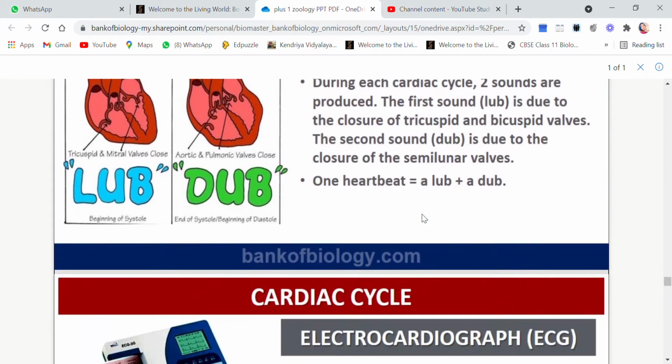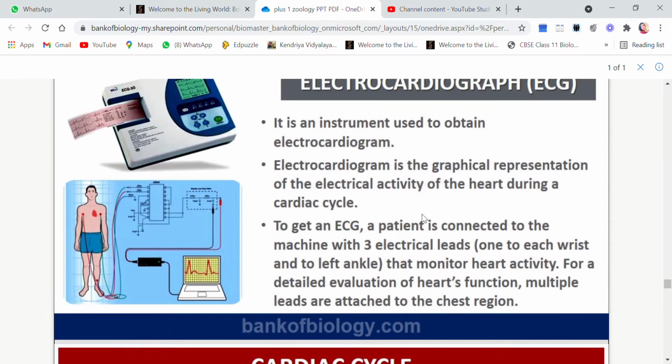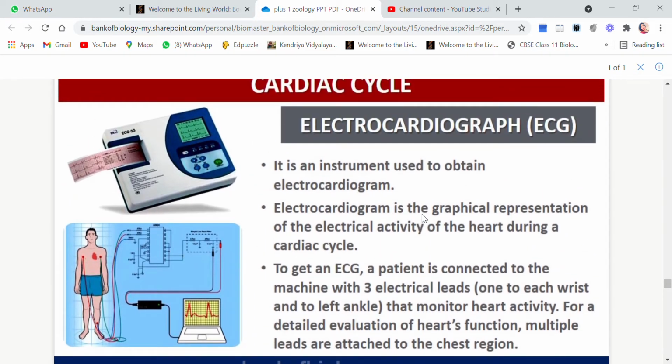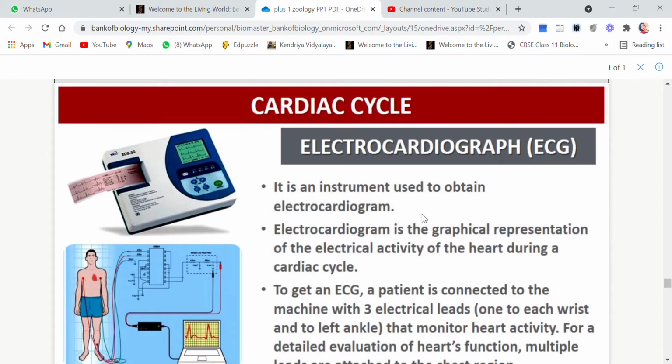Now the next topic, which is very important, is the electrocardiograph, also called ECG. Children, it is an instrument used to obtain an electrocardiogram. Now, what is an electrocardiogram? An electrocardiogram is the graphical representation of the electrical activity of the heart during a cardiac cycle.